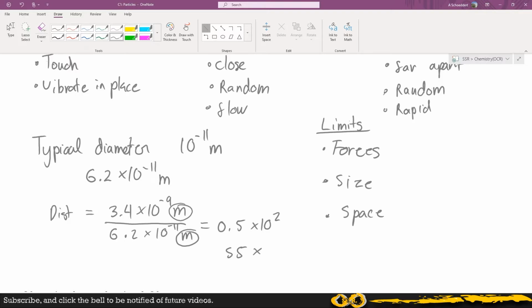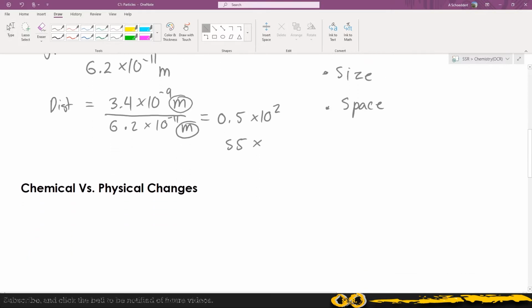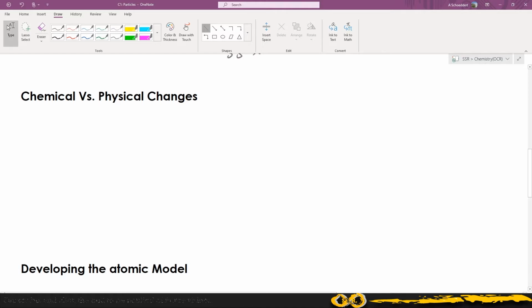So now that you know the particle model, some calculations associated with it, as well as its limits, we can move on into the next section, and we can move on into chemical versus physical changes. A chemical change produces a new chemical. It's as simple as that.